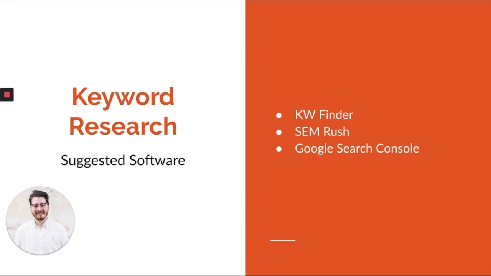So the suggested software are going to be KW Finder, SEMrush, and Google's own Search Console. Now, there are plenty more tools out there that are good. These are the ones that we like to use. Preferably, we use KW Finder. We find that it gets better local data, whereas SEMrush gives better national data. And Google Search Console, of course, it's a Google product.